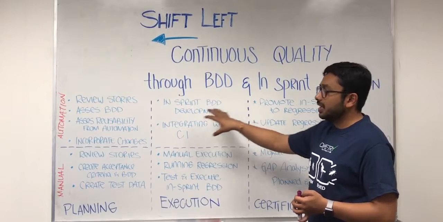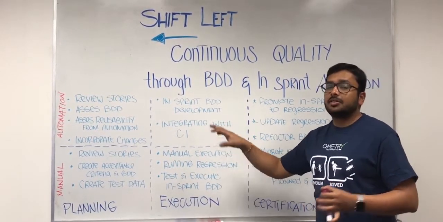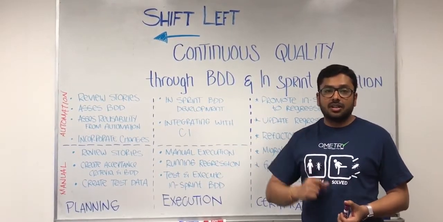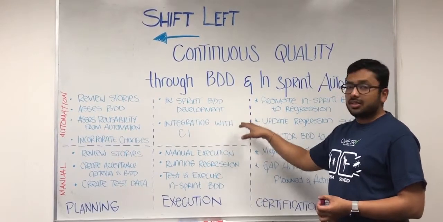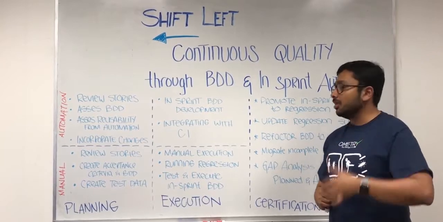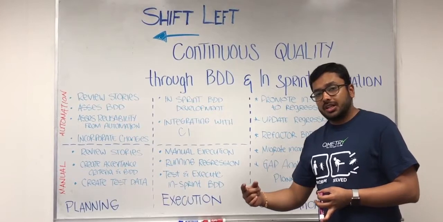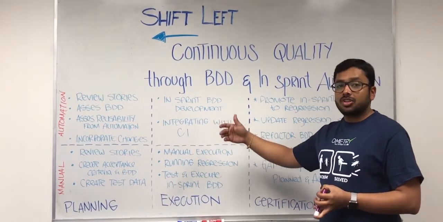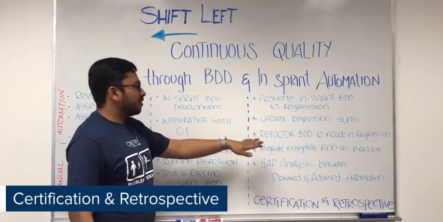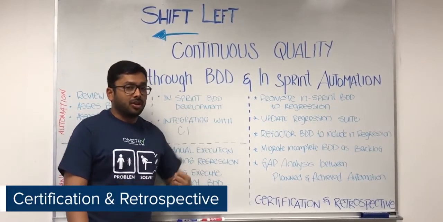These in-sprint BDDs are created by my automation team at the same time and integrated with my CI, or continuous integration, environment, so that as and when there is a build, my in-sprint automation kicks in and runs against that newer build. Whereas my manual team is testing and executing those in-sprint BDDs just to validate whether my automation is good to go or not.